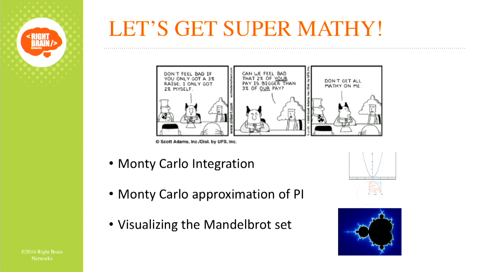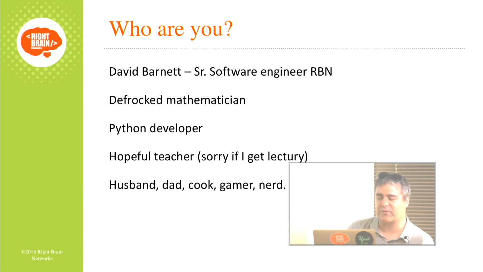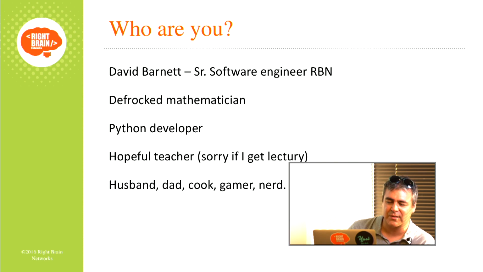Okay. So who am I? My name is David Barnett. I work here at Right Brain as a software engineer. When I was in college, we always made fun of the computer science majors, called them defrocked mathematicians. So now that is me. I'm a defrocked mathematician. I spend most of my time developing in Python. I really enjoy teaching, so if I get too teachy and lectury, just raise your hand and say you're being too lectury. I'm happy to cool off, and some of my other creds there as well.